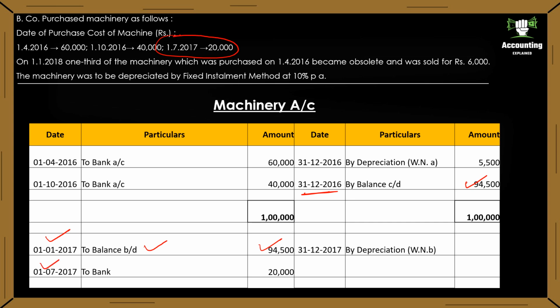So on 1/7/2017, we know the journal entry for buying of machinery: machinery account debit to bank. So here, to bank 20,000 rupees. Next, we don't find any other transaction for 2017. So we directly, on 31/12/2017, write the entry for depreciation. By depreciation, refer to working note number B.